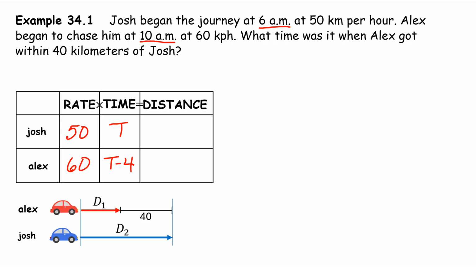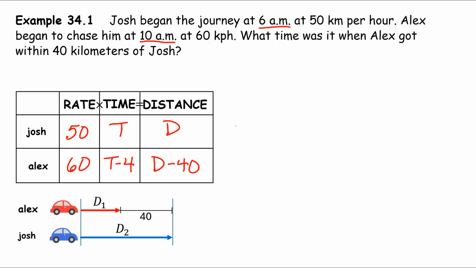Alex leaves, and we want to know what time it is when he gets within 40 kilometers of Josh. So he's still behind. All right, so we're going to call Josh's distance D. And therefore, Alex's distance is going to be D minus 40 because Alex is behind and he's within 40 kilometers of Josh. So now, this time, instead of putting 50t in the distance box and 60 times t minus 4 in the distance box, we put these relationships between their two distances. So what are we supposed to do now?